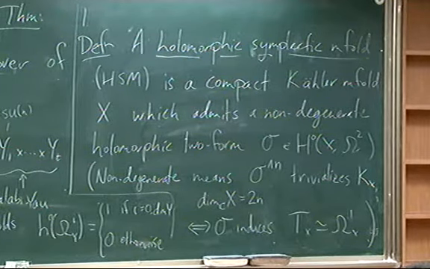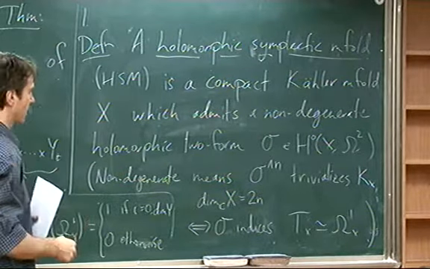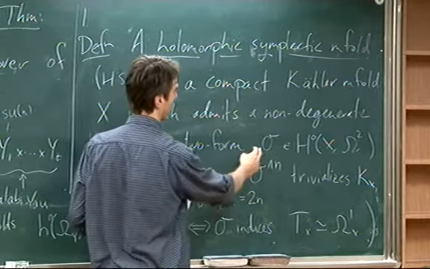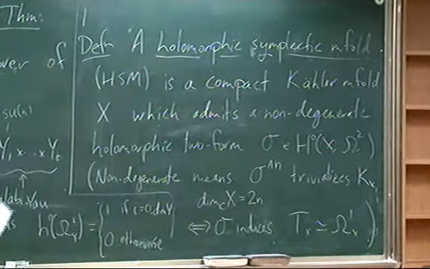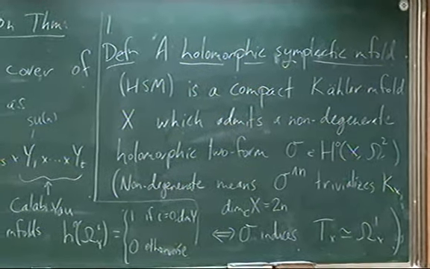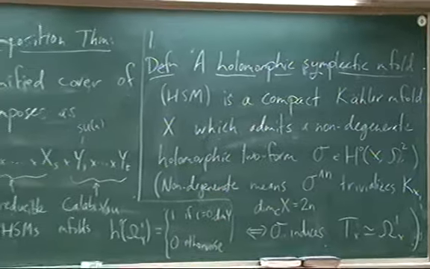So it's sort of the complex analog of a real symplectic form. We have the non-degeneracy, and this will be closed by Hodge theory because we're on a compact Kähler manifold. The holomorphic form will also be closed, just like in the real symplectic case. Okay, so what are some examples of these?